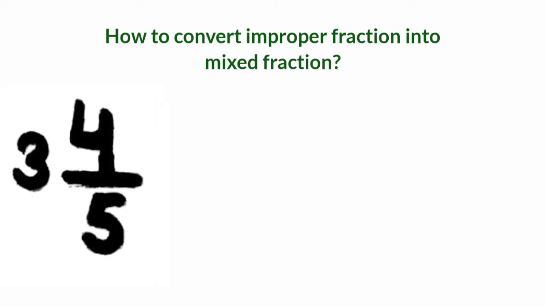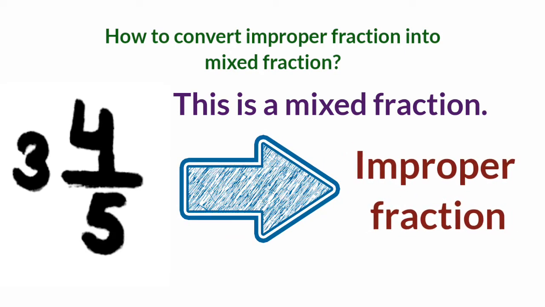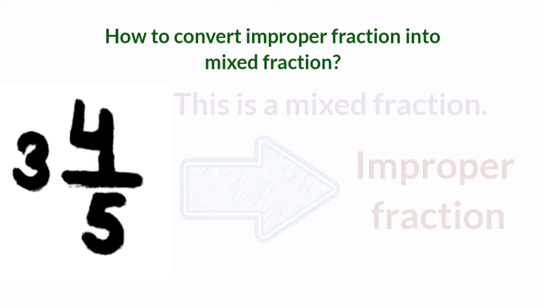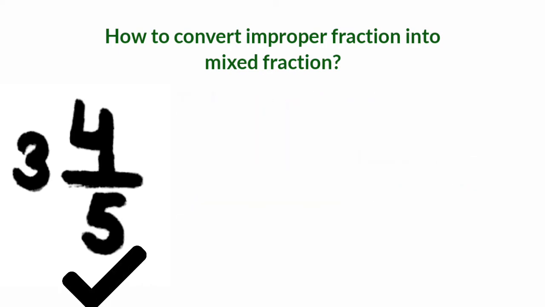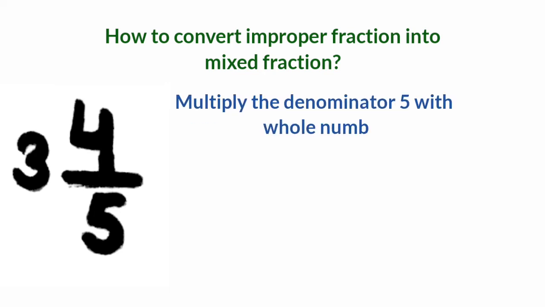We know that this is a mixed fraction and we have to convert it into an improper fraction. Follow this process: 3 4 upon 5. First, multiply the denominator 5 with the whole number 3, like this.